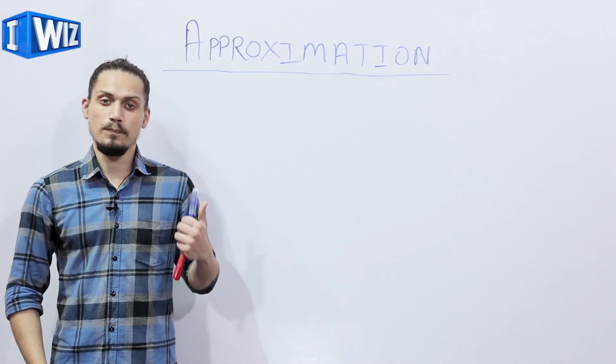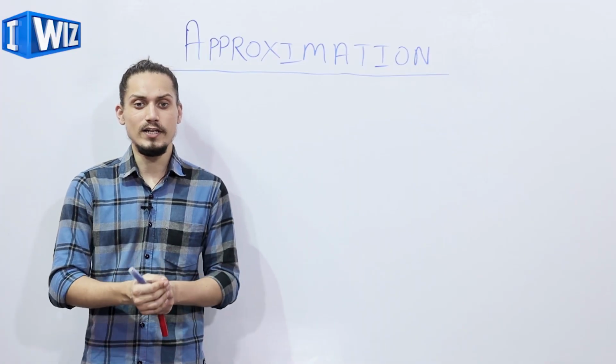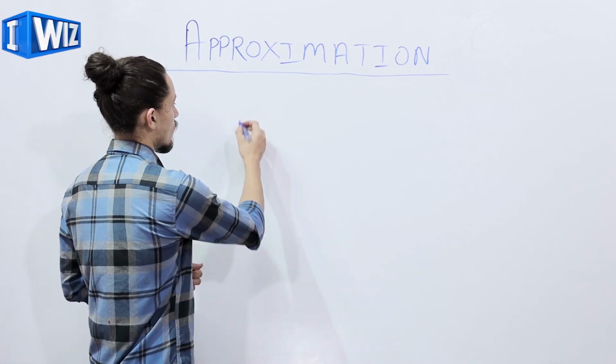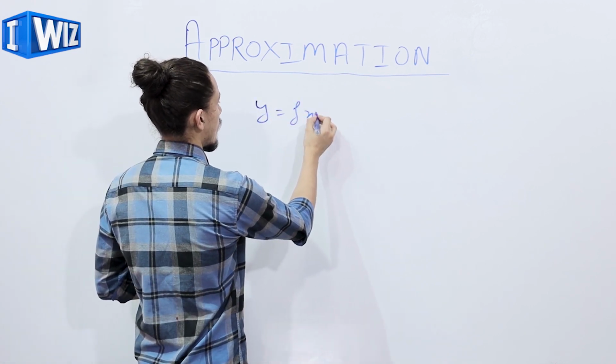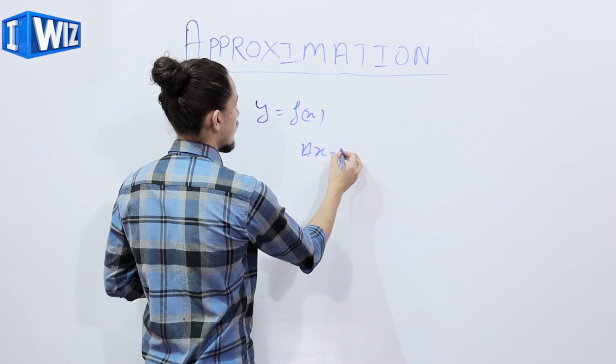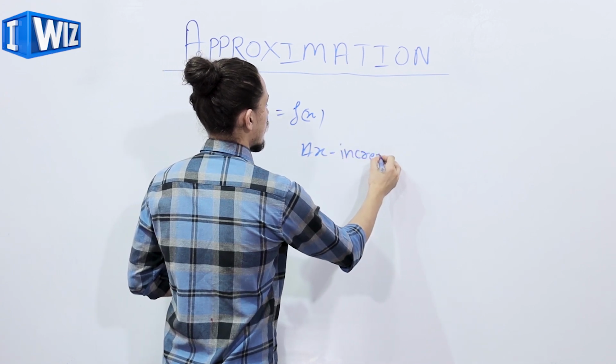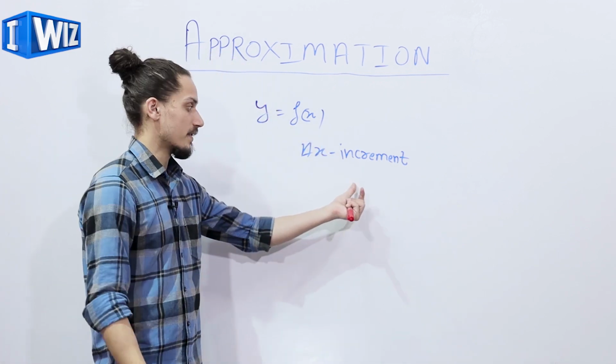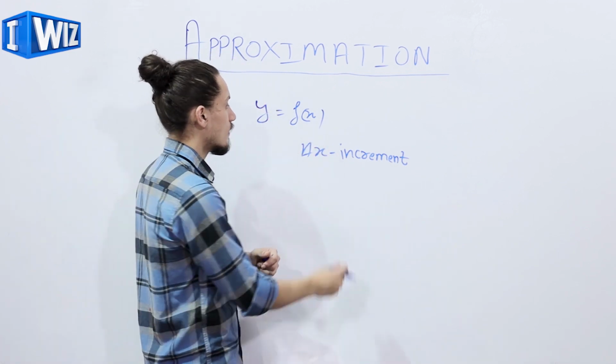Now the next topic is approximation. Approximation means a value really close to the correct value but not the correct value. Suppose we have function y is equal to f of x and delta x be the increment, a small increment in the value of x. Increment means a little increase in the value of some value.